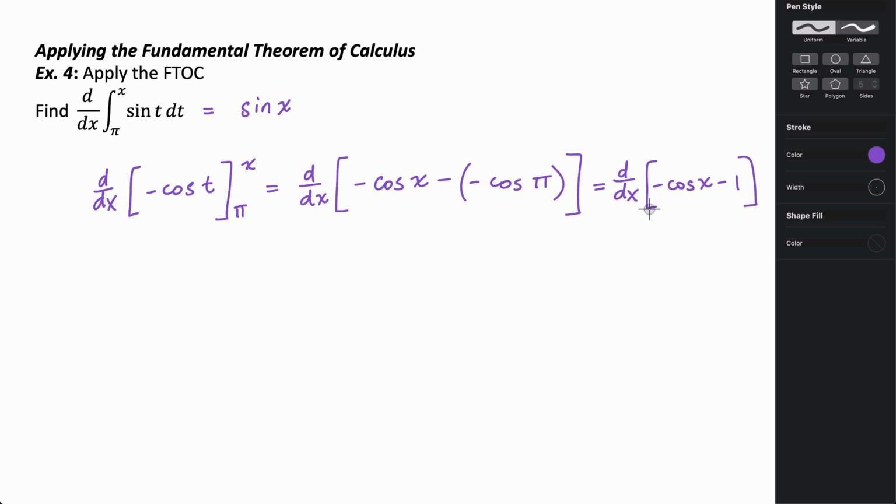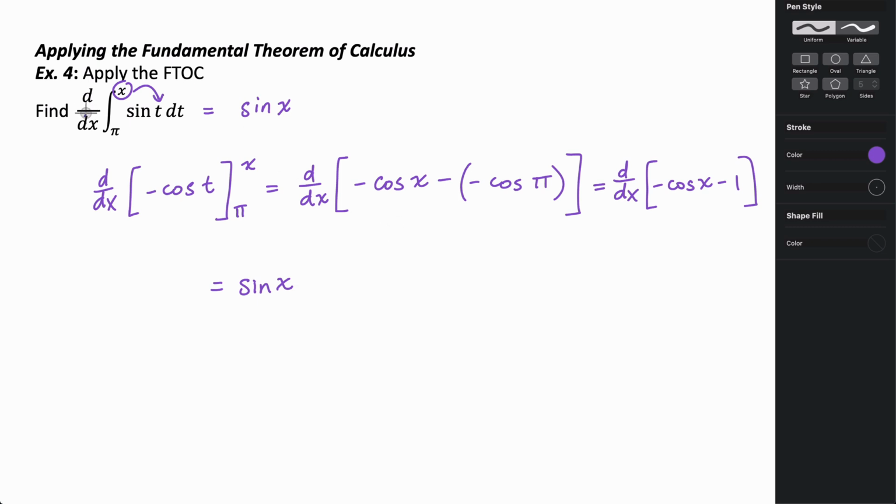Okay, so now take the derivative of this. The derivative of cosine is the opposite of sine, but we already have a negative there, so we end up with positive sine of x. And then the derivative of a constant is 0. So I just get sine of x. And we saw that right in here. All we had to do was take our upper limit of integration, which is our variable, and substitute it into the argument for our function there. And that's basically what the fundamental theorem of calculus tells us we can do.